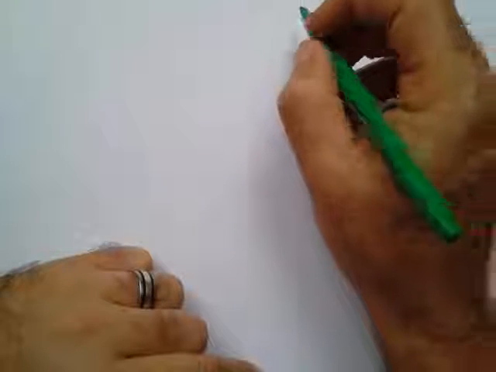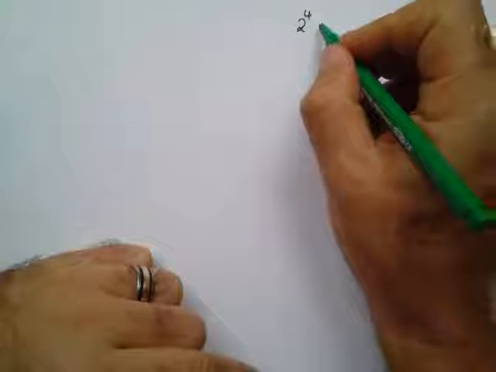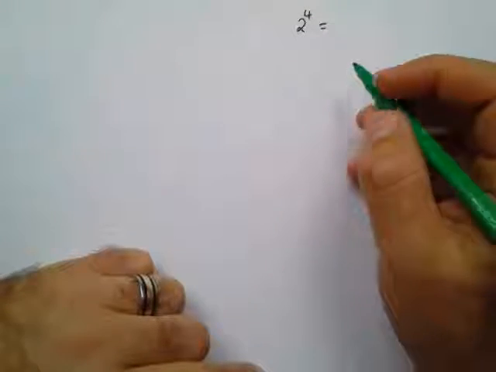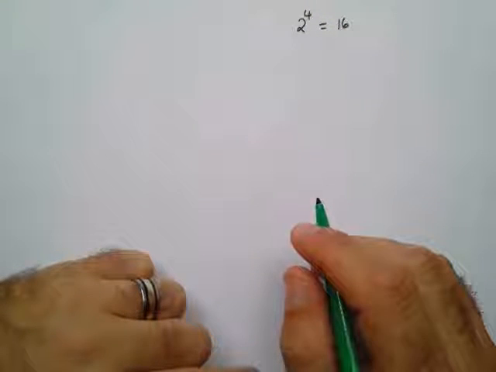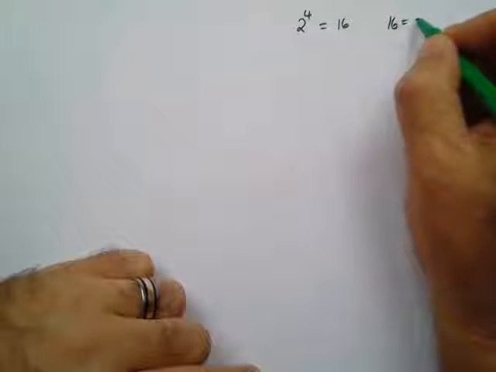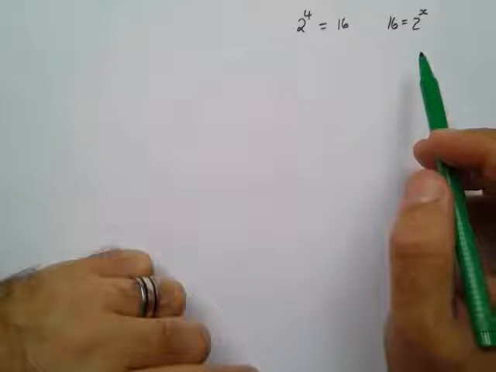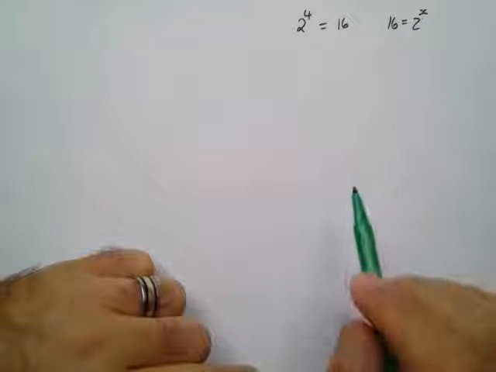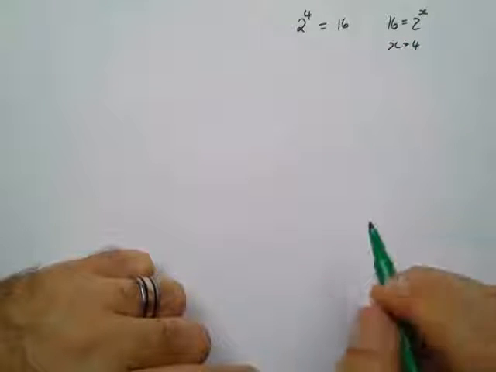Let's look at the following number. Let's say 2 to the power 4. Now 2 to the power 4, I know that is 2 times 2 times 2 times 2, which is 16. However, if I have 16 and I want to know, if 2 is the base, what power is that? I can see that by using guess and check. I can get the same base and then find out what that is. So I can see that x equals 4.